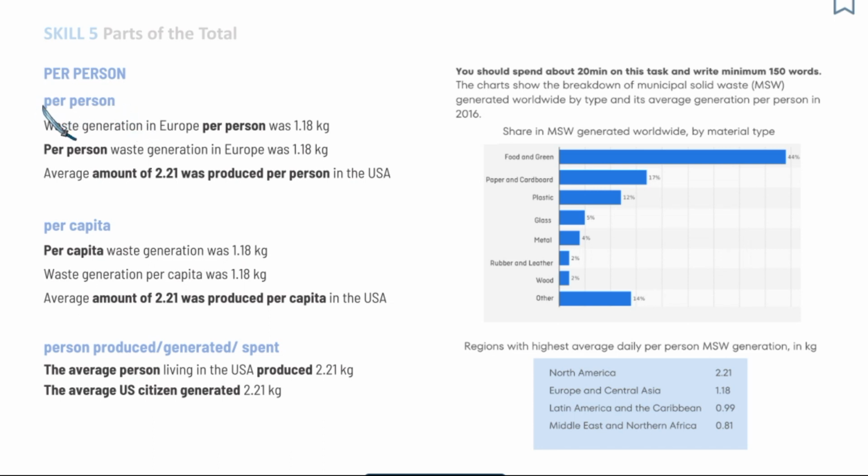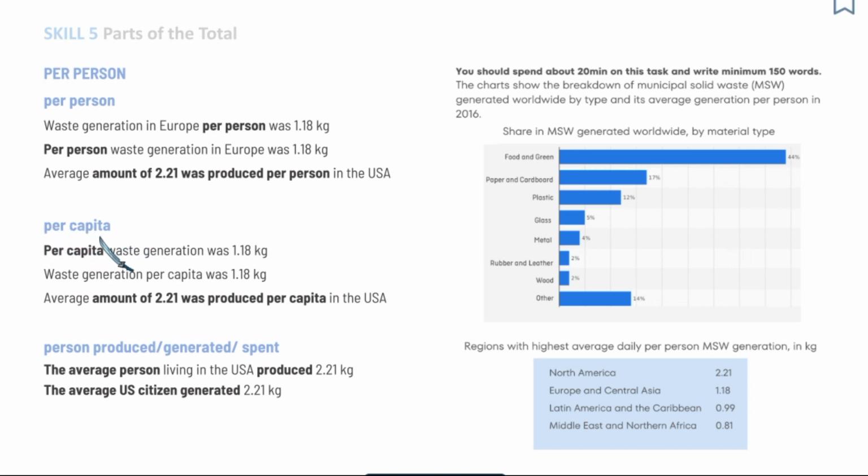So first of all, you can use the phrase per person, and you can use it in these two different ways. So waste generation in Europe per person was, or as an adjective, per person waste generation in Europe was. Alternatively, you can say an average amount of 222 was produced per person in the USA. Another way to convey this information is to use this term, per capita. This is very common for statistics. It's actually a Latin phrase.